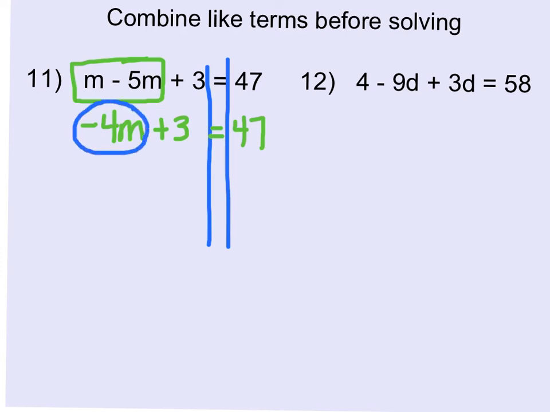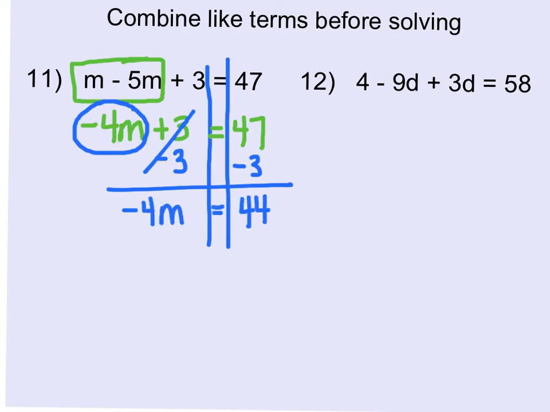Get rid of your plus 3 by doing minus 3. That leaves us with negative 4m equals 44. And then divide by negative 4. So m is equal to negative 11. All right, now it's your turn. Go ahead and try number 12. Combine like terms first and then play the video to check your answer.